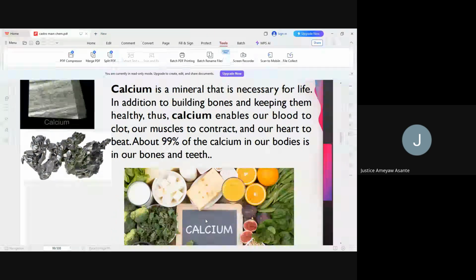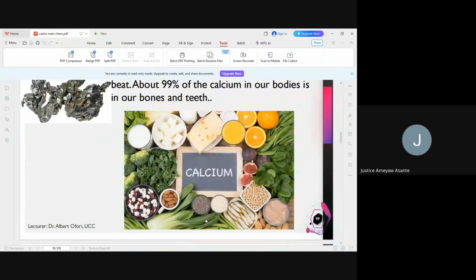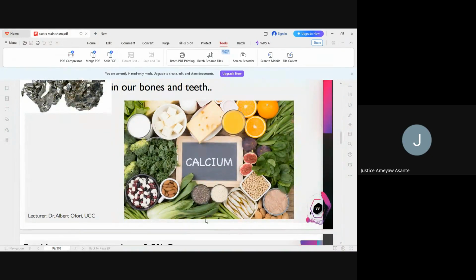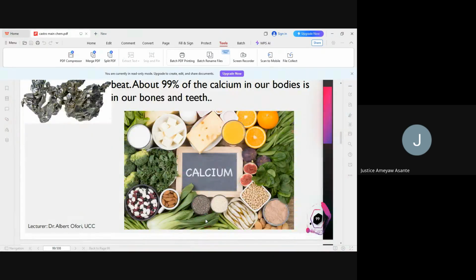Without calcium, our heart cannot beat. Contraction of muscle, clotting of our blood. Now, what are the organic components that we can get calcium from? You can get it from a lot of things, as you see, a lot. Watermelon, beans, what have you, a lot, nuts.